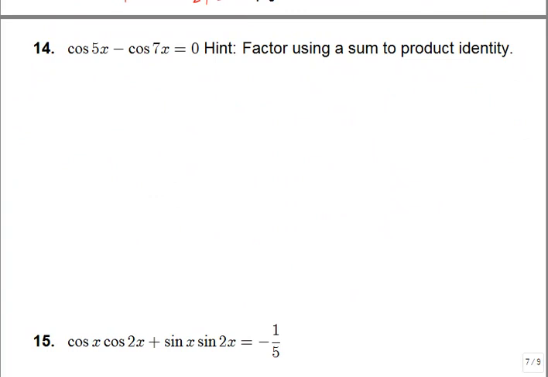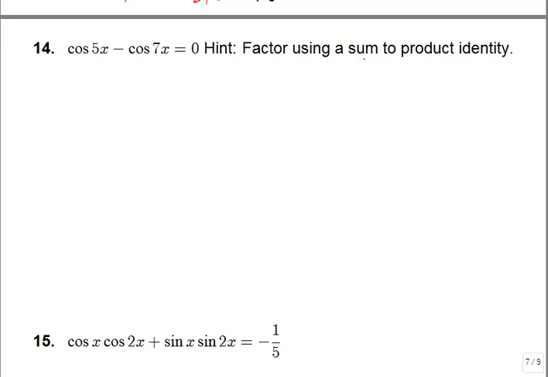Okay, the next example here, cosine of 5x minus cosine of 7x is equal to 0. Now this one's a little bit difficult to work with initially because we have two cosines, which is great, but we have two different angles. We've got a 5x and a 7x. In the past, when we've had different angles, they were usually either a 2x or an x over 2, which implied that we could use either a double angle identity or a half angle identity. But we don't have any identities for 5x or 7x, so we're kind of stumped at this point.